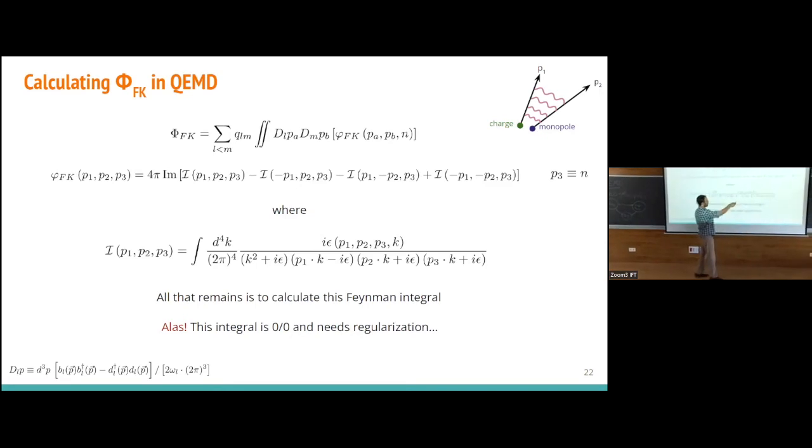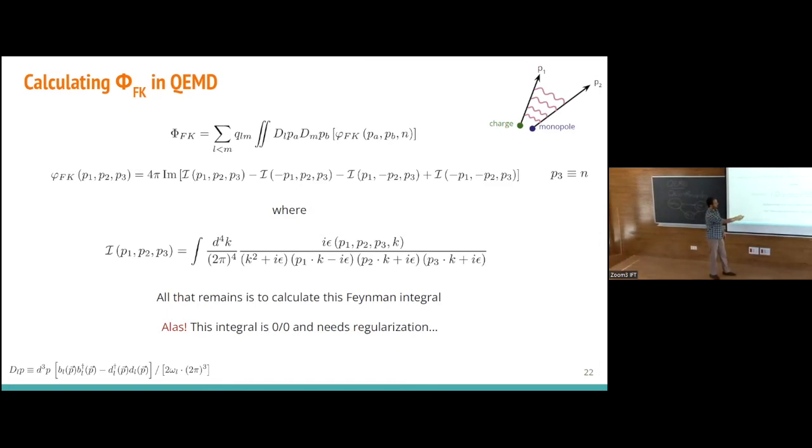It has this epsilon upstairs. It comes from this Chern-Simons-like propagator. I have a k squared here, and I have basically the two momenta P1 and P2 of the two particles I picked. And P3 is just another name for the Dirac string. So it's not another particle, it's just the Dirac string here. So all that remains is to calculate this Feynman integral, but alas, it's 0 over 0.